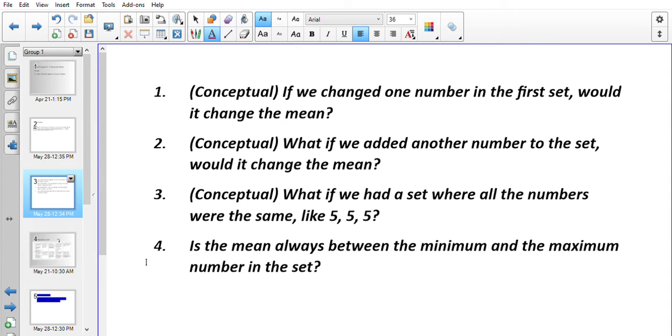Some things to think about today. These are some questions that we're going to keep in the back of our heads while we go through our lesson. If we change one number in the first set, would it change the mean or the average? What if we added another number to the set? Would it change the mean or the average? What if we had a set where all the numbers were the same, like 5, 5, and 5? Would that change the mean? What would the mean look like? Is the mean or average always between the minimum and the maximum number in the set?